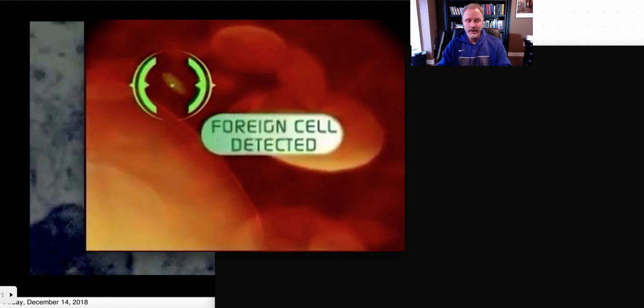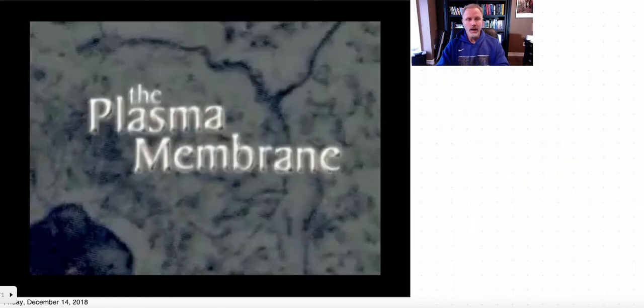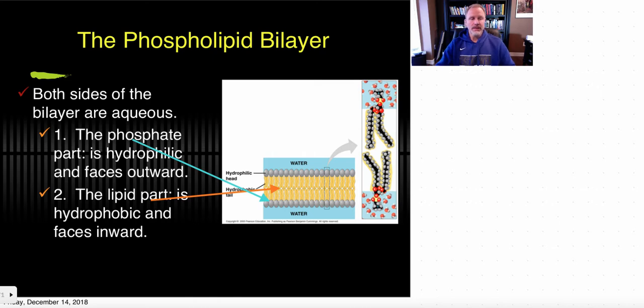Okay, so that kind of gives you an idea of what the cell membrane does, some of its functions other than just allowing things to come in and out. All right, so let's continue looking at the cell membrane now. You can see that it forms that bilayer, and this is what it looks like. It's got 2 layers, of course, which are composed of phospholipids. And the bilayer itself has to separate 2 aqueous environments like they talked about in the video. So water inside and water outside.